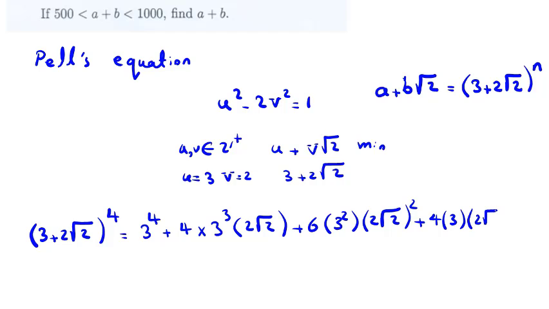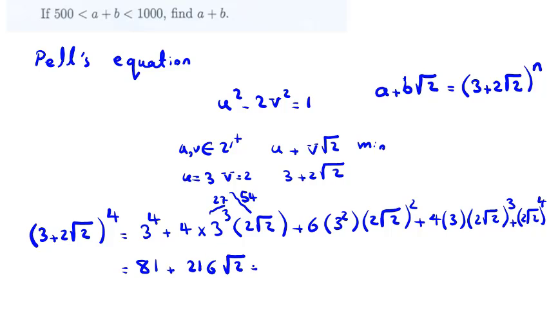Plus 4 times 3 times 2 root 2 cubed plus 2 root 2 to the power of 4. So it will be 81 plus, it is 27 times 2 root 2, and 4 times 54 is 216 root 2. Then 6 times 9 times 8, which is 72, so 6 times 72 is 432. Together with 81 and 128, the rational part is 641 or so when summed.